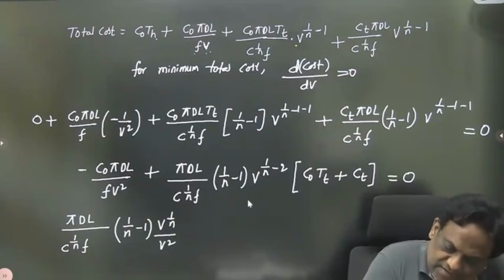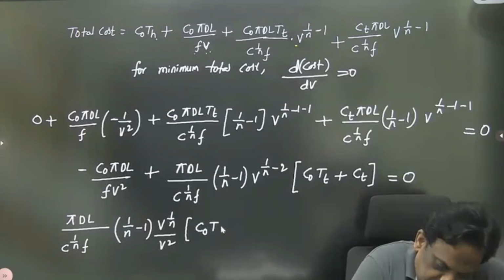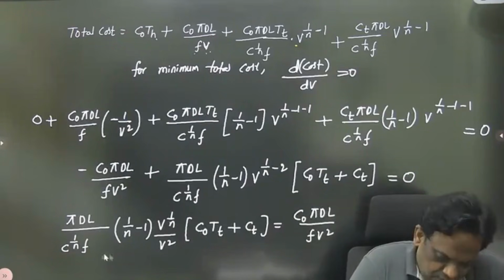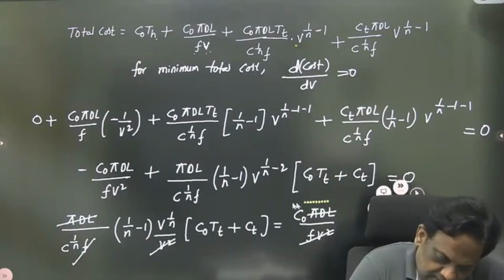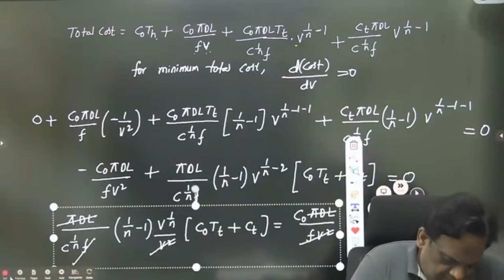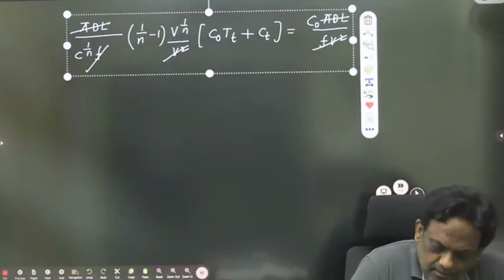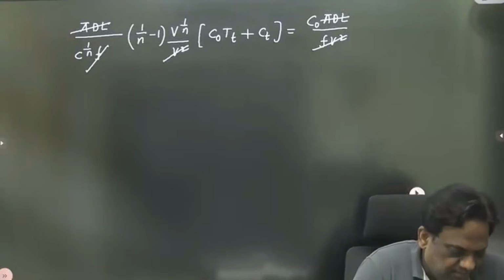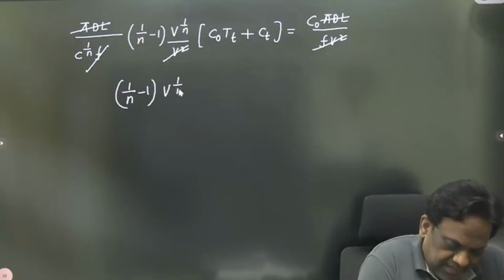See, I am dividing this by v square, v power 1 by n by v square into c naught tt plus ct is equal to c naught pi dl by f v square. So f v square is gone, pi dl is gone. So I will take this and go to the next slide. This is just a simplification, sir, so don't raise any doubts because it is just a simplification. So therefore 1 by n minus 1 v power 1 by n.